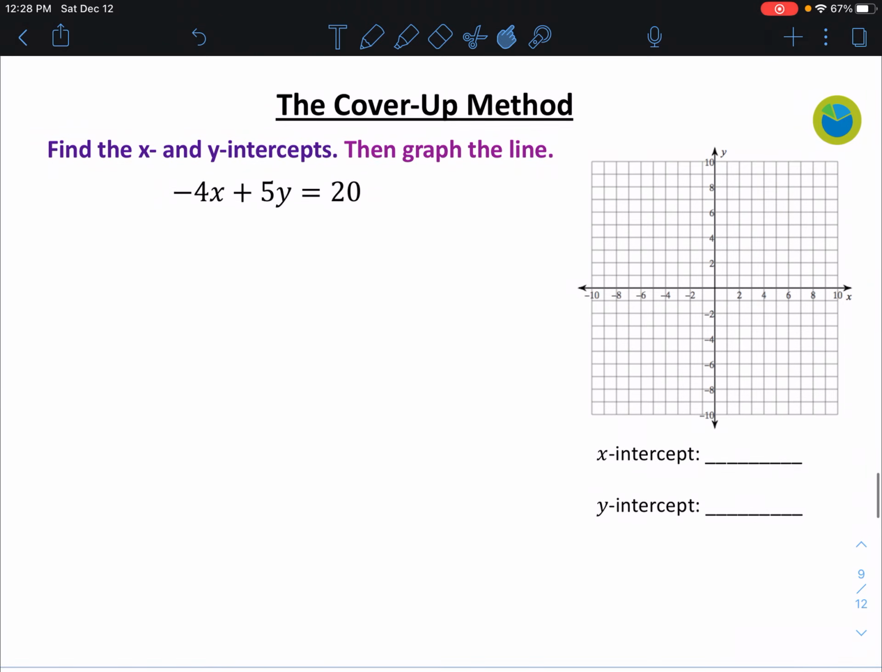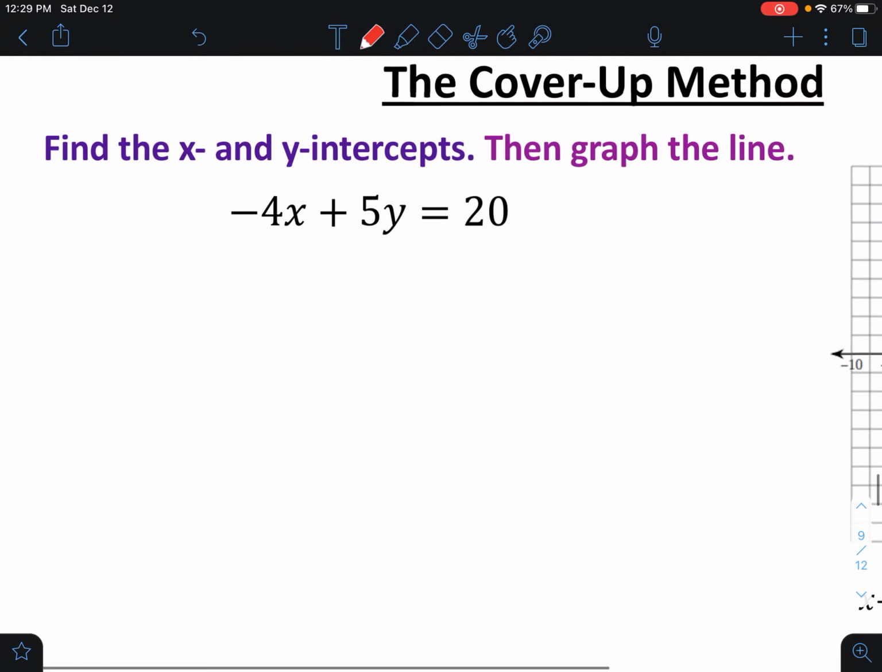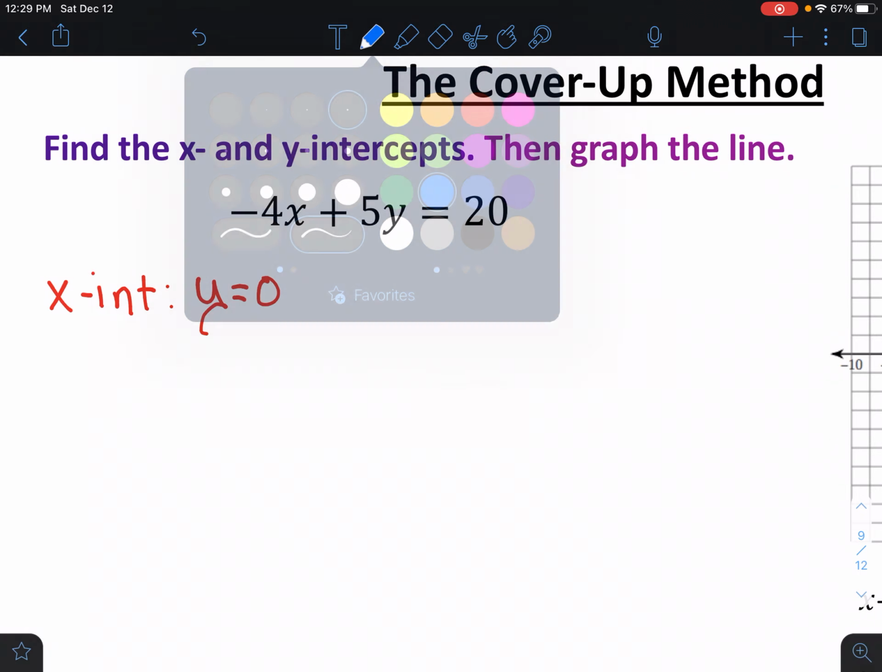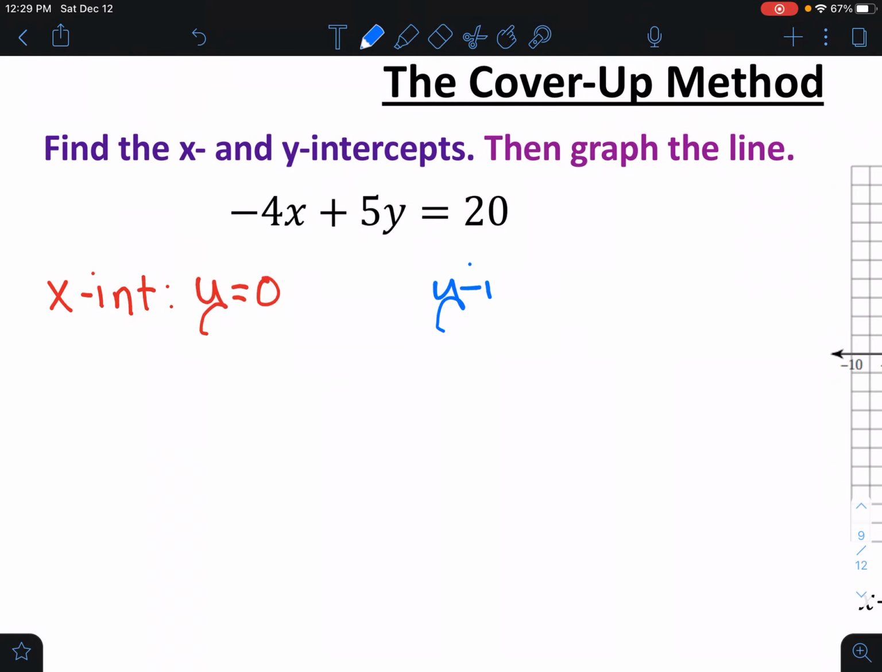Okay, here it says find the x and y intercepts, graph the line, but you'll notice the difference here is there's some negatives involved. This first one has a negative, so we got to be careful of that. And here we go. I'm just going to, once again, start by writing x-intercept. This is where y equals 0. And the y-intercept, this is where x equals 0.